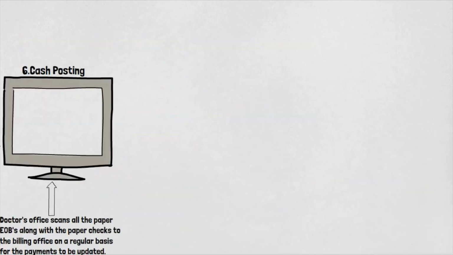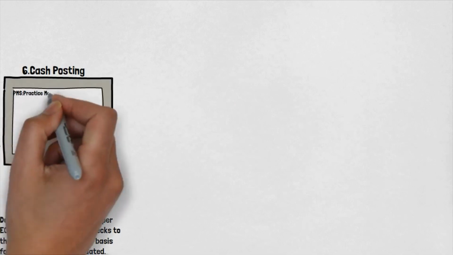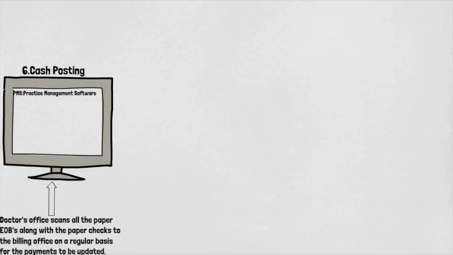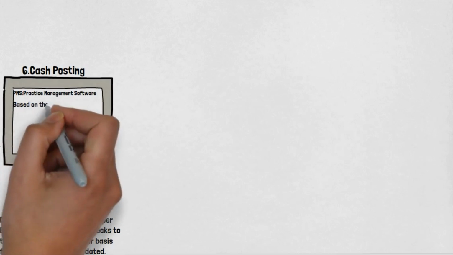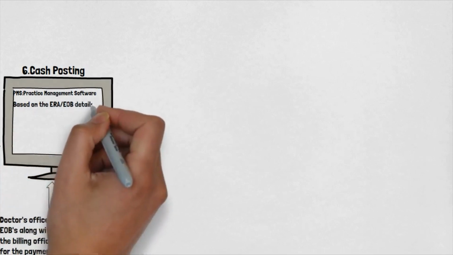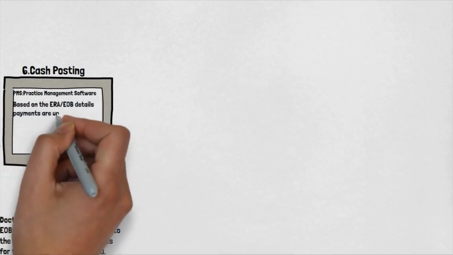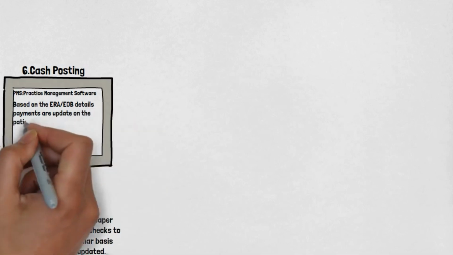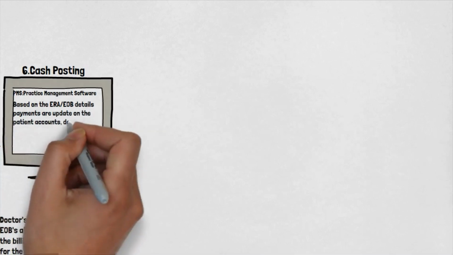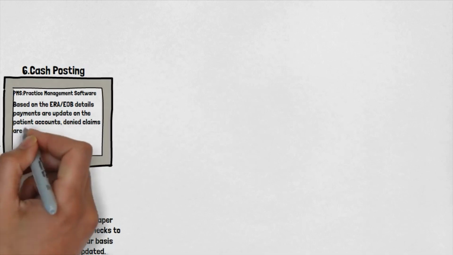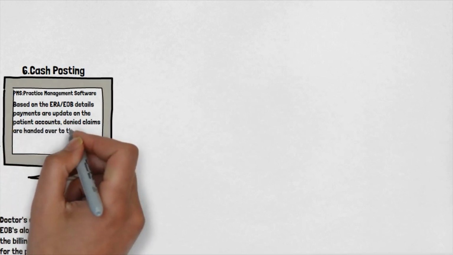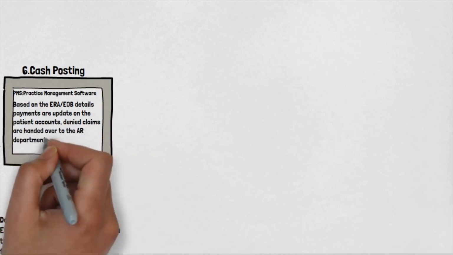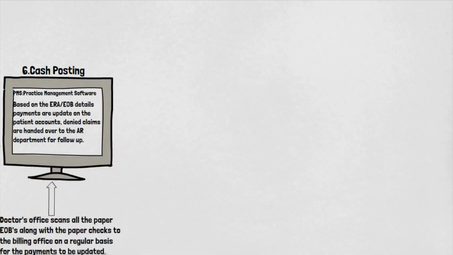Now, the next step is cash posting. In this, the cash posting team is going to update the payment details on the patient accounts based on the ERA and EOB details. Denied claims are handed over to the AR department for follow-up.